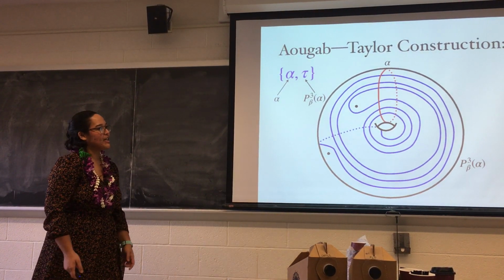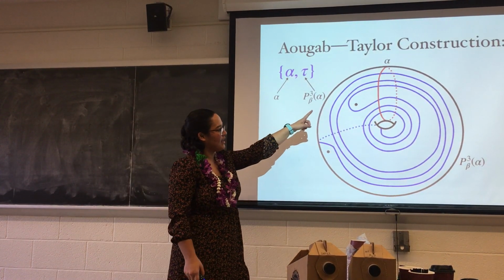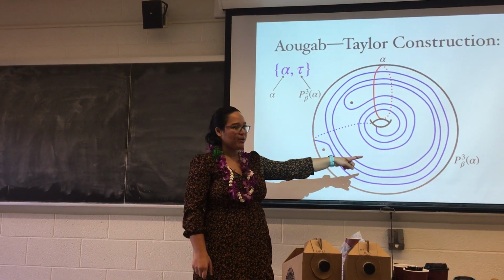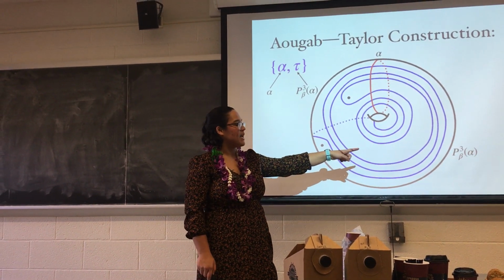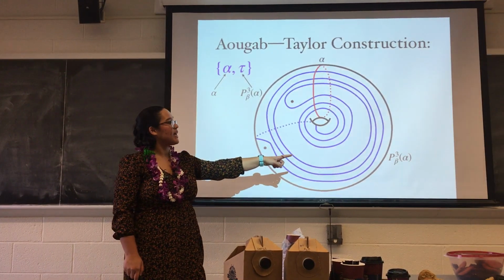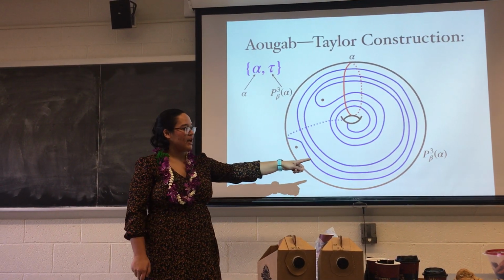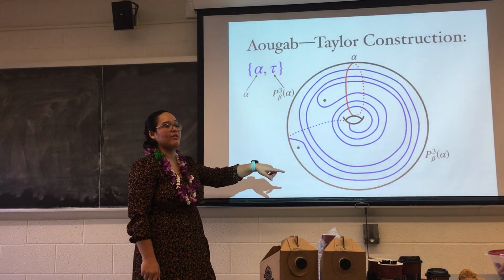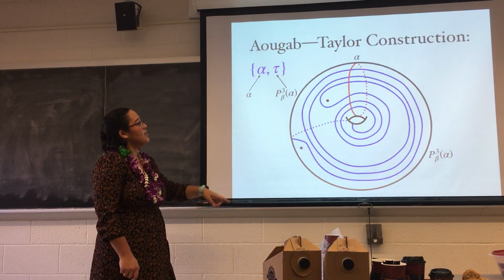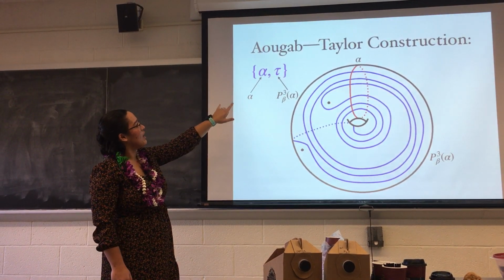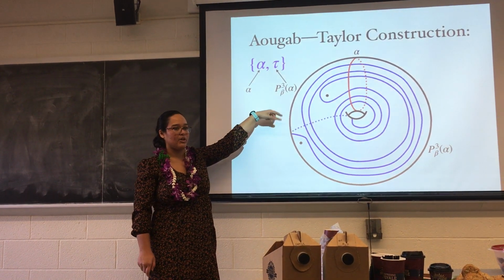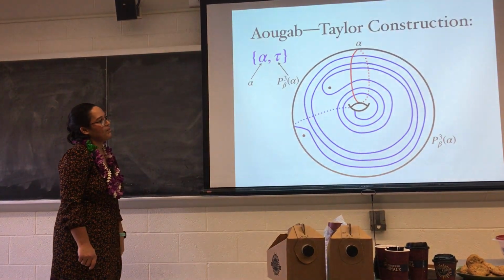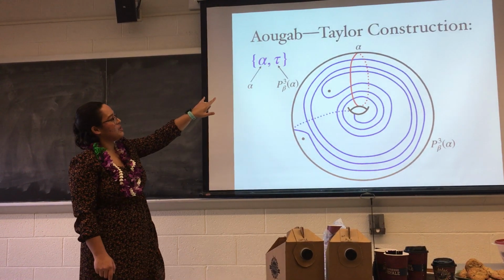Now I'm going to have a curve alpha, and I'm going to have its image under this point pushing map. I did it 3 times because once I've done it 3 times, I can guarantee that alpha and its image under this point pushing actually fill my original surface. And so these are going to be my 2 curves, alpha and tau. So alpha is still alpha, and then tau is just going to be this image under the 3 times point pushing.